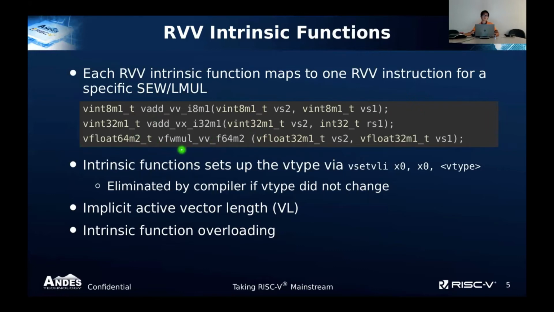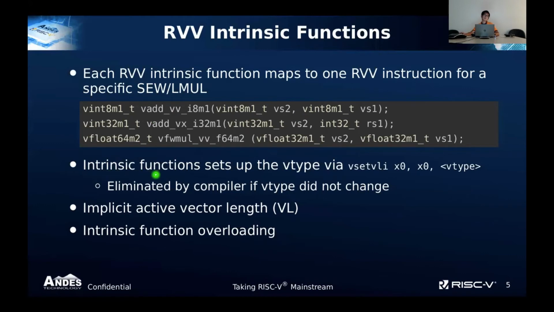And this slide shows the widening multiplications from single-precision floats to double-precision floats. And since this is a widening operation, the LMUL is also multiplied by 2 in the return type. So all these types have the same number of elements.